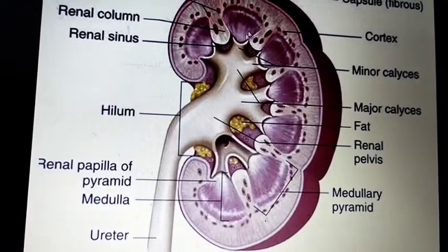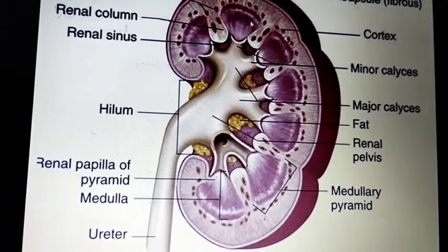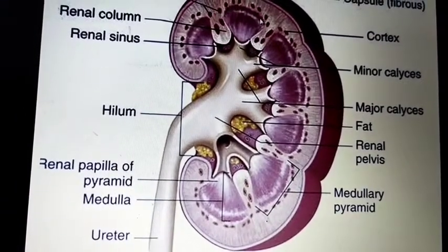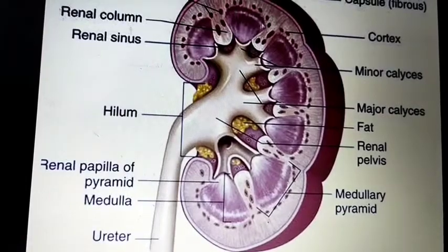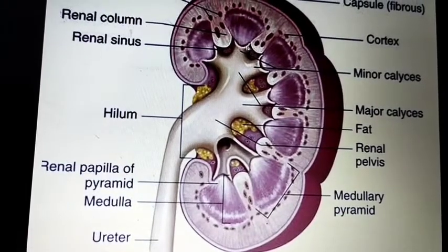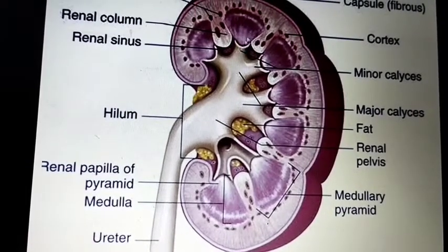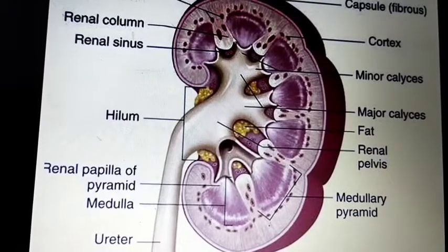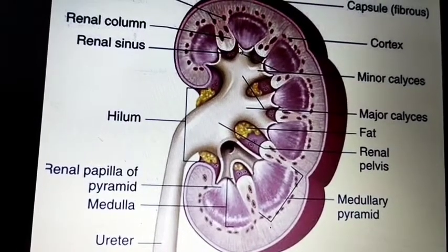These striations are formed because of the nephrons. This pyramid has a base and an apex. At the apex, the papillary ducts of the nephrons join together and form the renal papillae, and the renal papillae open at the minor calyxes of the kidney.